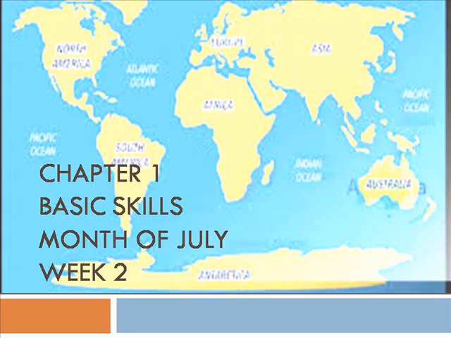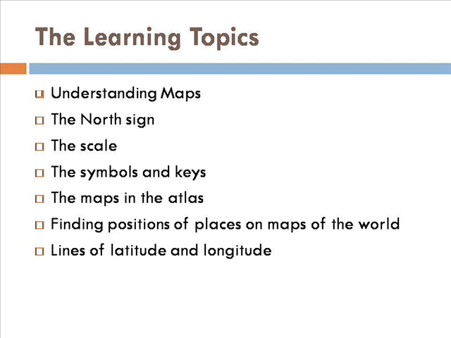Dear students, in the second week of July, we have chapter 1, Basic Skills. The learning topics of chapter number 1 are understanding maps, the north sign, the scale, the symbols and keys, the maps in the atlas, finding positions of places on maps of the world, lines of latitude and longitude. In the upcoming slides, you are going to learn these topics in detail that will help you understand maps.